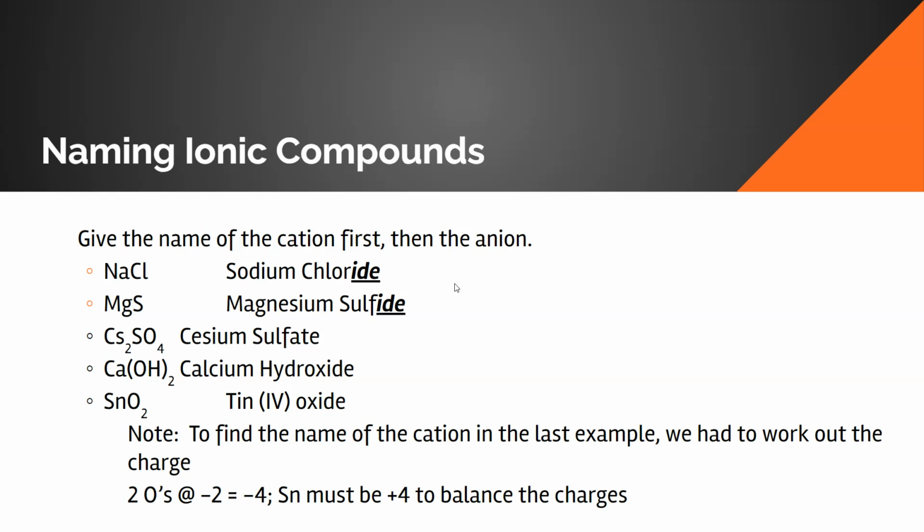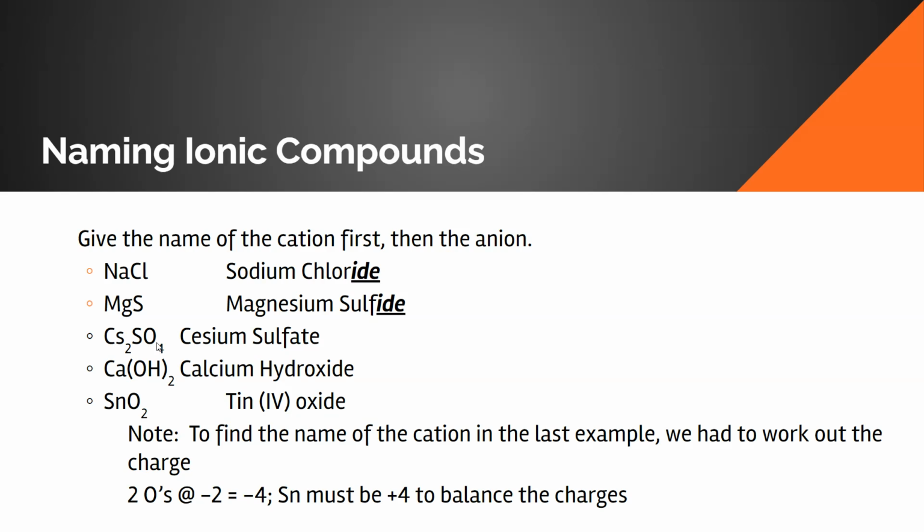When we're naming ionic compounds, we're going to list the name of the cation and then the anion. So, for example, NaCl would be named sodium chloride because this is the sodium ion and this is the chloride ion. MgS would be magnesium sulfide. So again, this is magnesium ion and this is the sulfide ion.